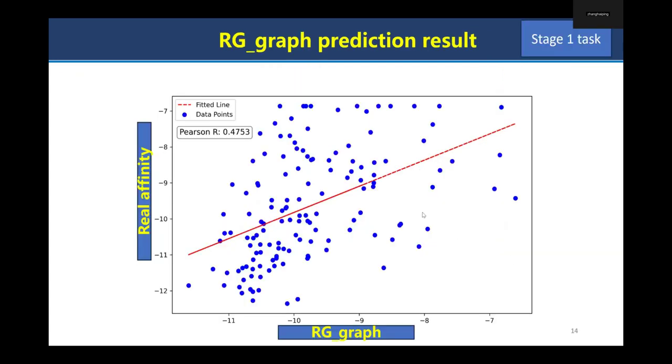And this is the RG graphic prediction result. We see that even though we don't have highly accurate structure information, the binding interface information, the prediction still, I think, looks okay. It's a middle strength Pearson correlation. Middle strength correlation.